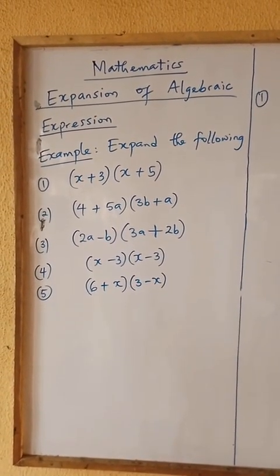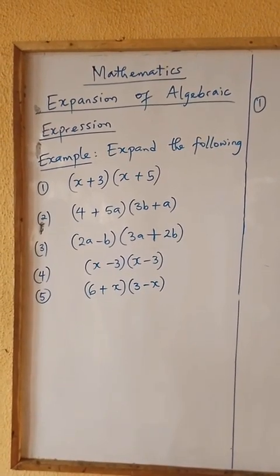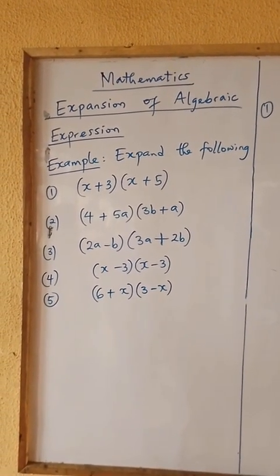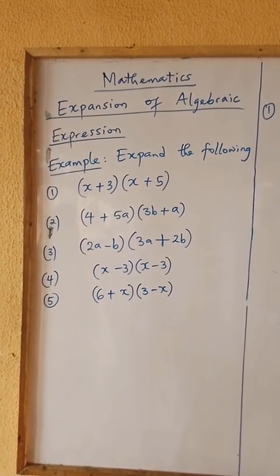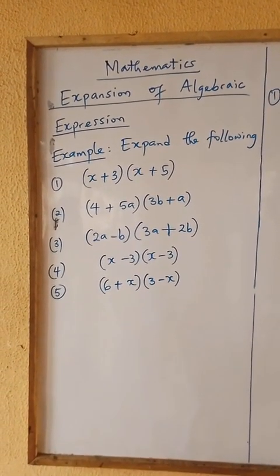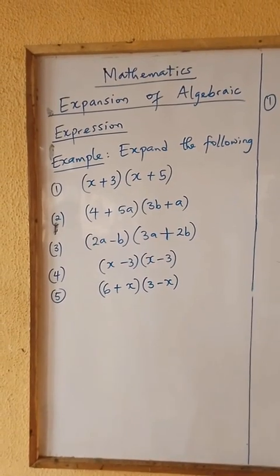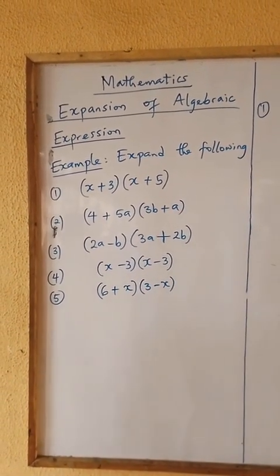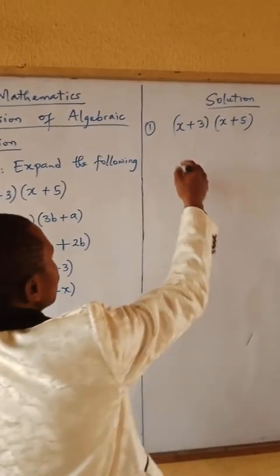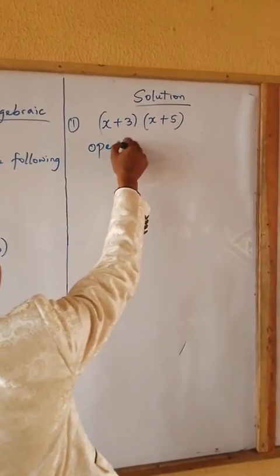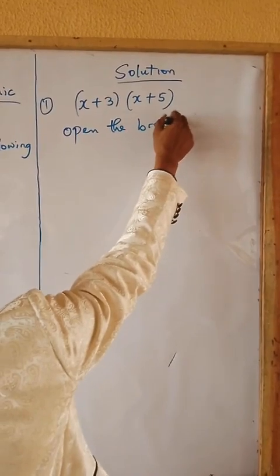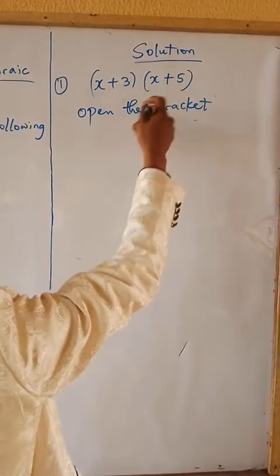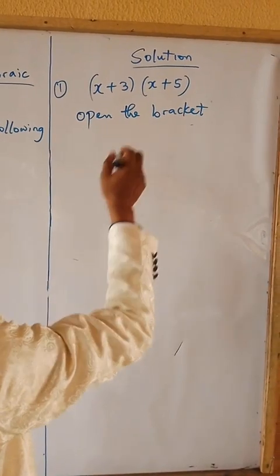Today we want to do expansion of algebraic expressions, and I want to encourage you to watch my previous videos on algebraic expressions. We want to expand the following expressions. So number one, we have (x + 3)(x + 5). What we need to do is to open the bracket. And by the time we open the bracket, we can decide to open the first one or probably open the second one based on our choice.